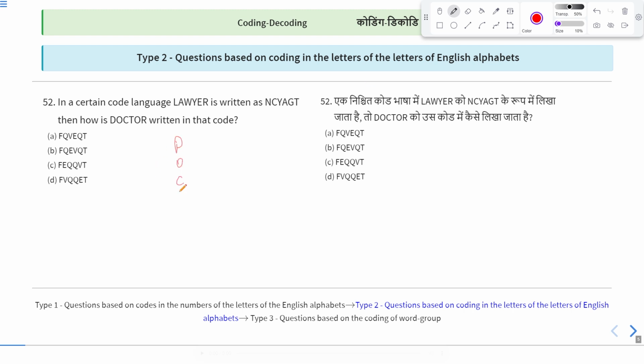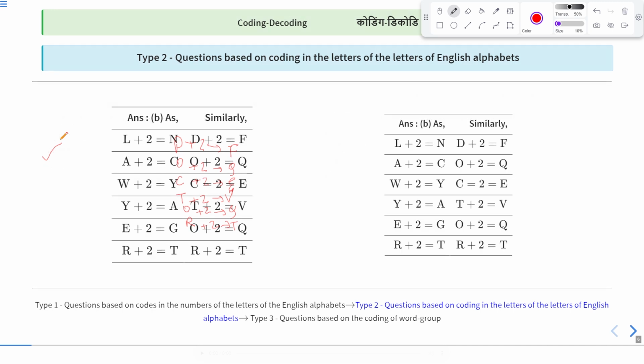Similarly, DOCTOR. Plus 2 to each of the letters would give a new word, which is FQEVQT, which is option number B. We have a pattern of plus 2, so DOCTOR becomes FQEVQT.